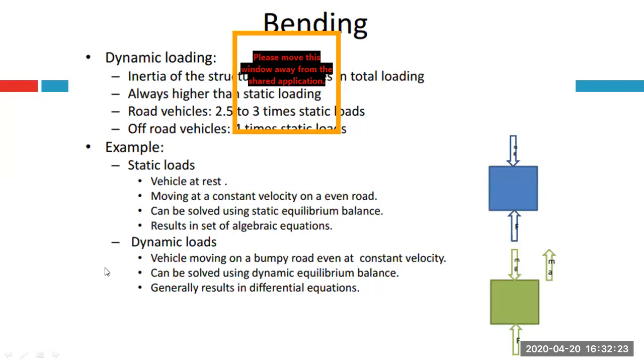So for example, in case of static loads, the vehicle is at rest, or sometimes you might even have constant velocity on an even road. Okay, but these are different conditions actually, but the loading is going to be less as compared to dynamic loads. So again, in case of static loads, you can solve using the static equilibrium balance. So if you are supposed to find out the loads on each of the axles or each of the tires, you need to make sure that you know the equations which can be used for finding out the loads.